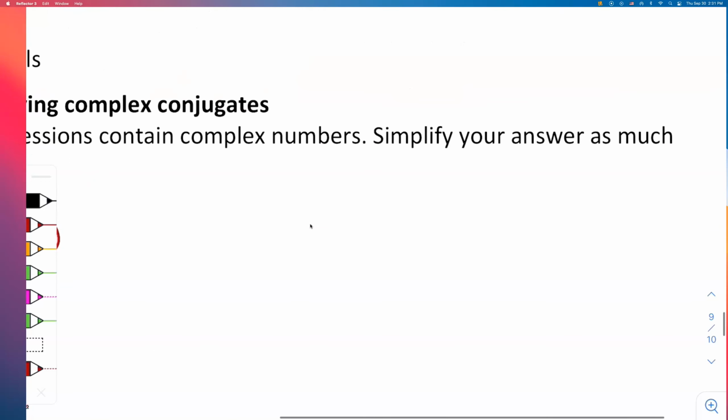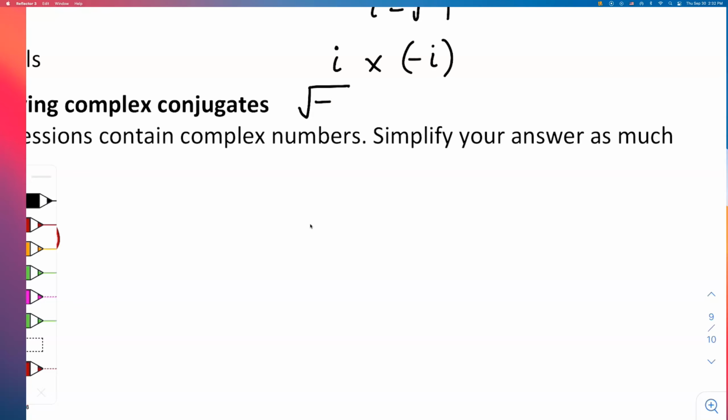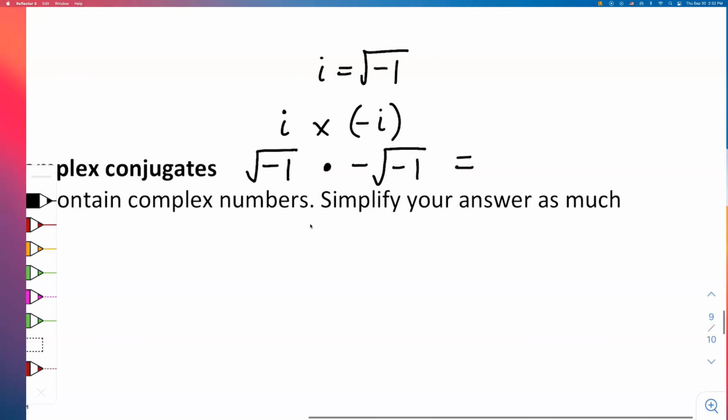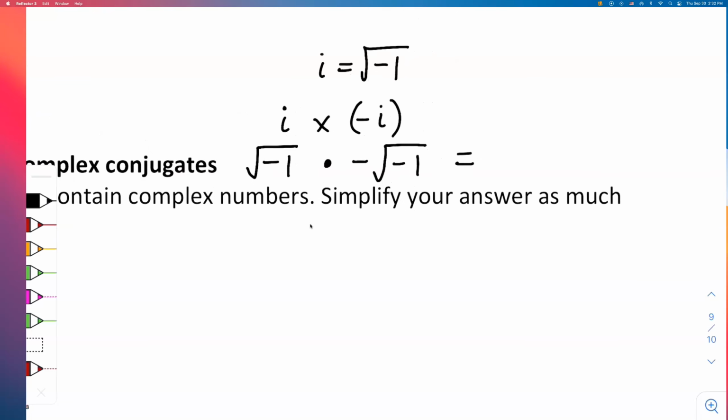First of all, what is i? i is square root of negative 1. So if I need to do i times negative i, I'm doing square root of negative 1 times negative square root of negative 1, right? Because that's what i is. So if I multiply the outside signs, you see the first one was a positive square root. So if I multiply the positive times negative, the sign outside will be negative.